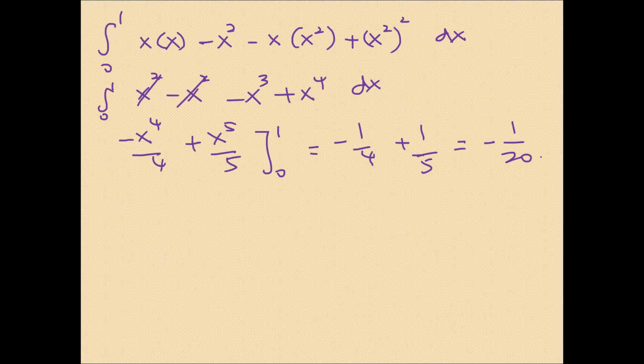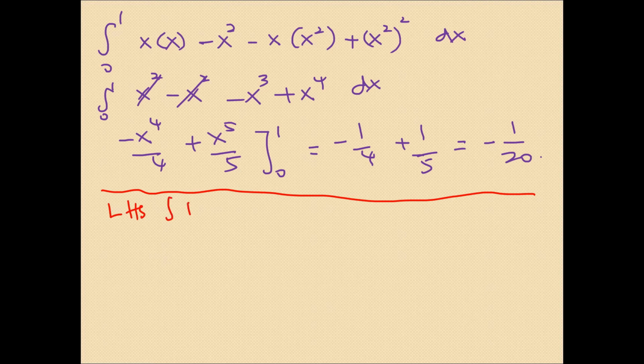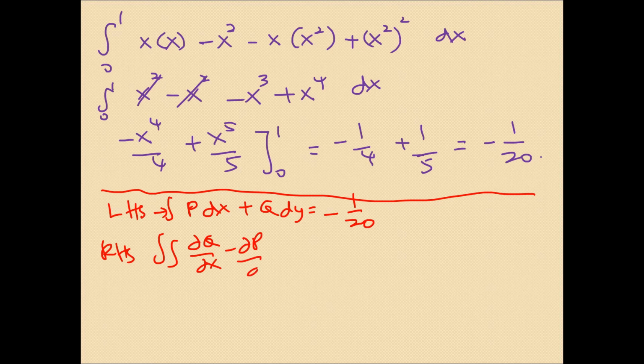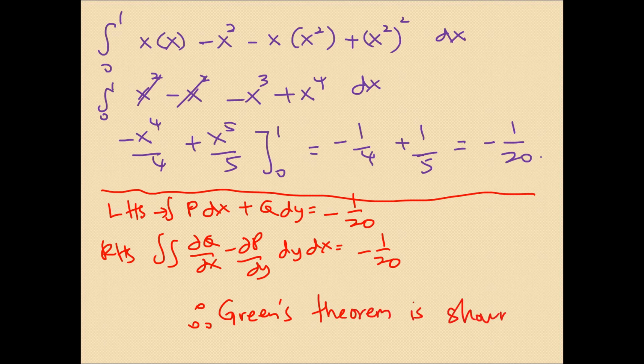Now the left hand side, which is the line integral of p dx plus q dy, we obtained negative 1 over 20. The right hand side, which is the double integral of del q del x minus del p del y, dy dx, also gives negative 1 over 20. Therefore, we can say that Green's theorem is true. Hopefully you are clear on this. We can move to the next example.